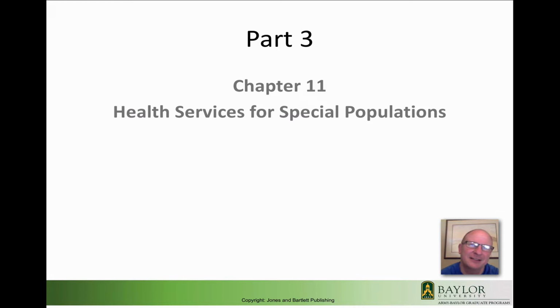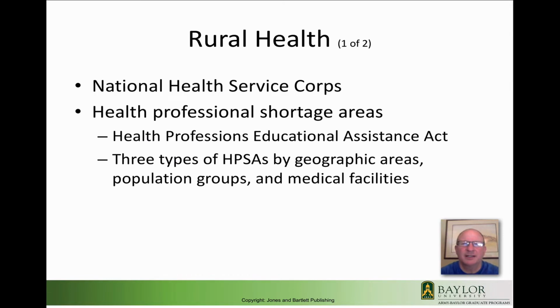This is Lieutenant Colonel Alan Jones, and this is part 3 of a 3-part series on health services for special populations, or Chapter 11 out of your U.S. Healthcare Systems book. So we're going to start off with rural health.